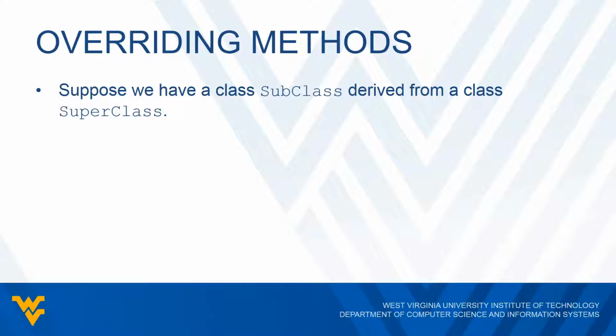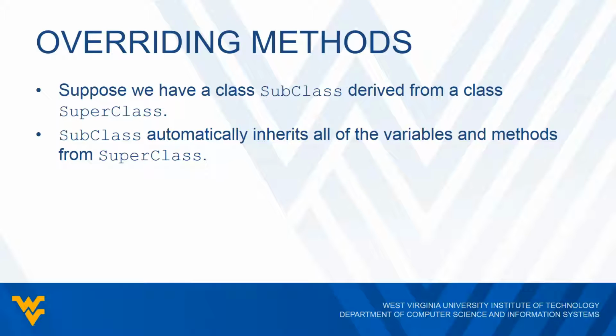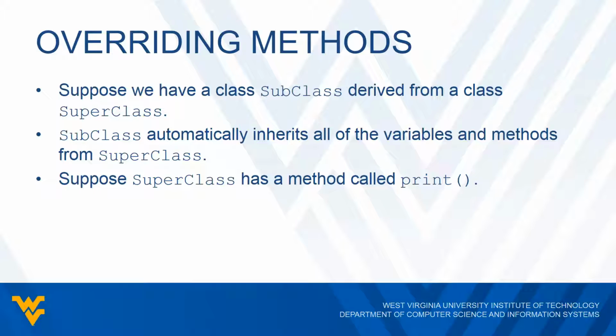Now, from our rules earlier, subclass automatically inherits all the variables and the methods from superclass. So we have everything from superclass. Now, let's suppose that superclass has a method called print, and this simply prints all the data members of superclass. So with the subclass, we actually have two options.